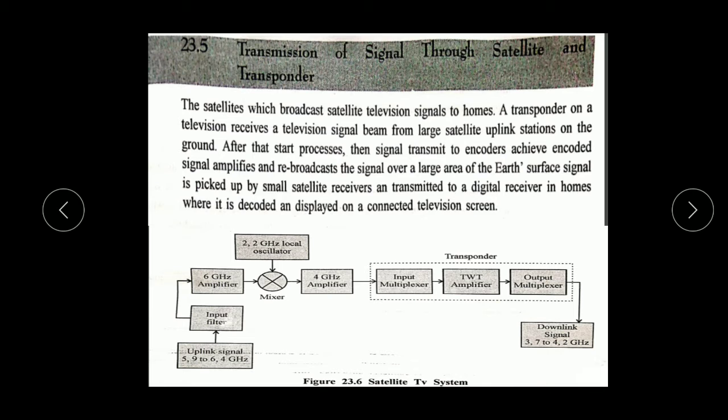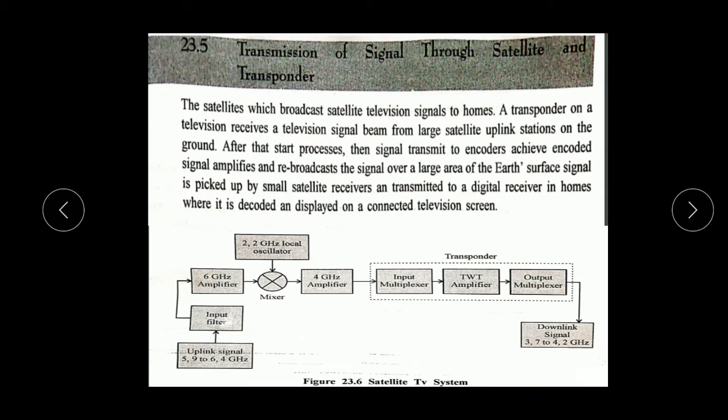Basically, the uplink signal system is also known as the receiver section, and the downlink signal system is the transmission section. The uplink signal system receives the signal from the earth broadcast center, and the downlink system broadcasts the signal to a large surface of the earth for users.